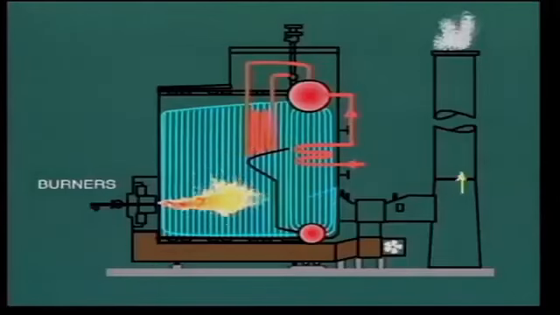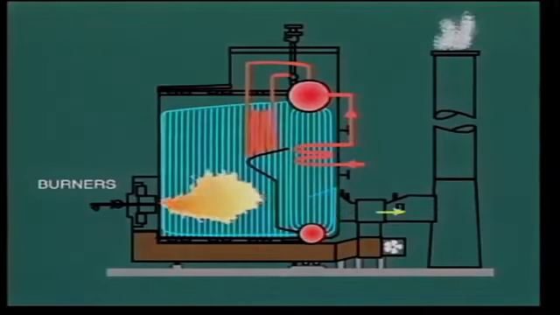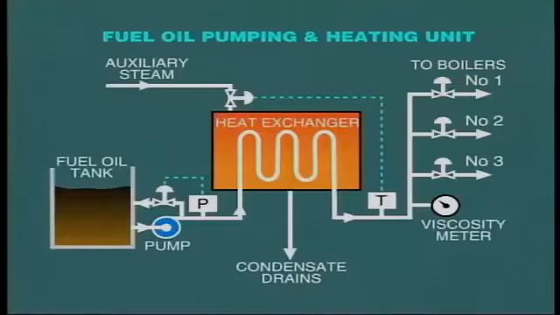In order to help achieve good atomization, heavy fuel oil is heated to a temperature of about 200 degrees Fahrenheit in order to reduce its viscosity. The pressure and temperature of fuel oil is raised in a pumping and heating unit. We shall be looking at this auxiliary equipment and features of fuel storage in other modules in this series.